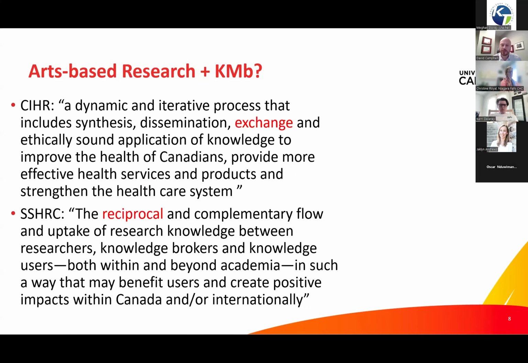So we talked about arts-based research, but where does that intersect with knowledge mobilization? I pulled a couple of definitions here from CIHR and SSHRC about what is KT, or knowledge mobilization. I'm sure this is not new to anybody, but really it's this process of getting research knowledge that's generated through research activities into practice in some way to help improve health services, in the case of CIHR, or to benefit people, Canadians, or people internationally, as SSHRC defines it.